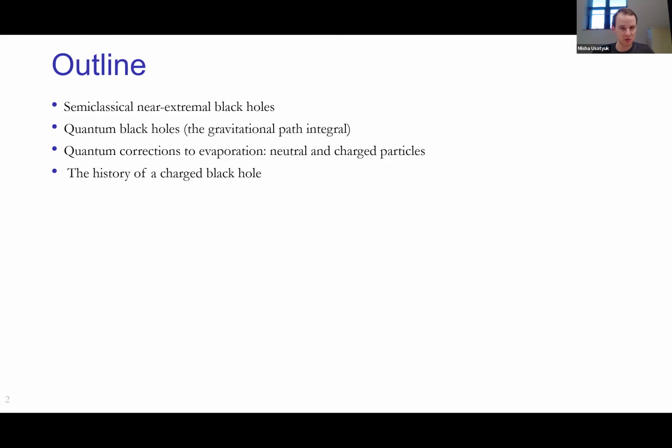And this is going to be split into two parts. It's going to be on quantum corrections to the evaporation of neutral particles. What I mean by that is the black hole emitting things like photons and gravitons, and also charged particles, say like electrons and positrons. And then finally, I'm going to be able to combine all of these ingredients to tell you the lifetime and the history of a very large charged black hole, how it emits various types of particles, and gets to the endpoint of its evaporation process.